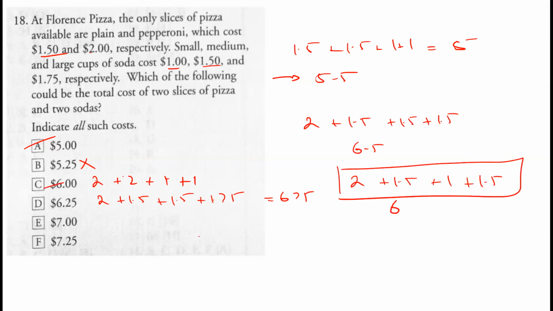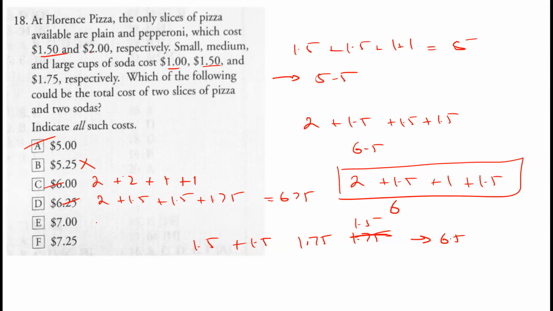We can also have this combination 1.5 plus 1.5 plus 1.75 plus 1.75. So 1.75 plus 1.75 plus 3 is going to give us 6.5. So 6.5 isn't there. So we need to get 6.25. How can we get 6.25? So this equals to 6.5. We just remove this and we get 1.5 over here. So 1.5 plus 1.5 plus 1.5 plus 1.75 is going to give us 6.25. So this is also possible.